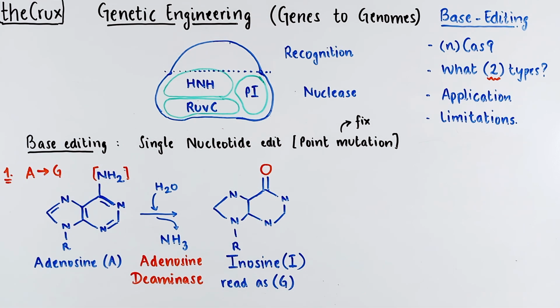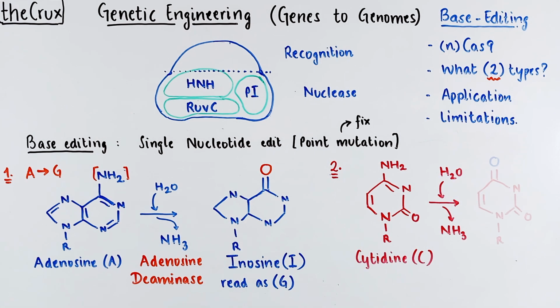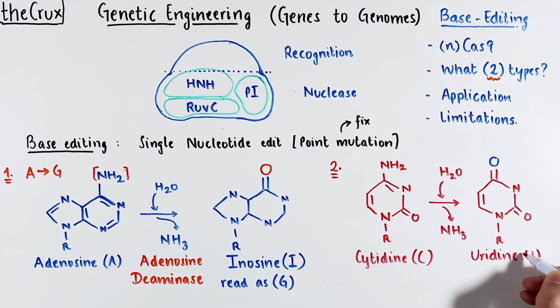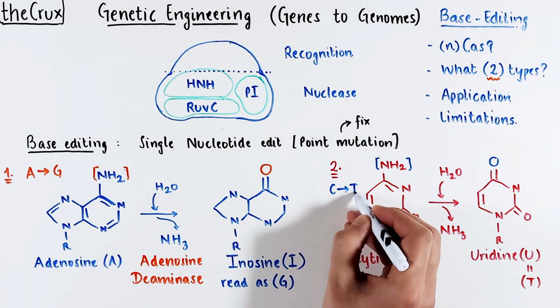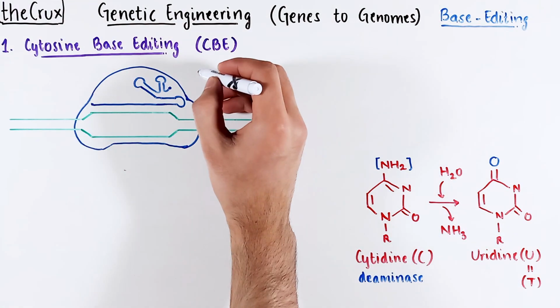a G. The second base editing type acts on cytidine and attempts to convert it into a uridine, which is essentially thymidine. Again, a cytidine-specific deaminase is involved in this reaction as well. Let's go into some details and start with cytosine base editing.